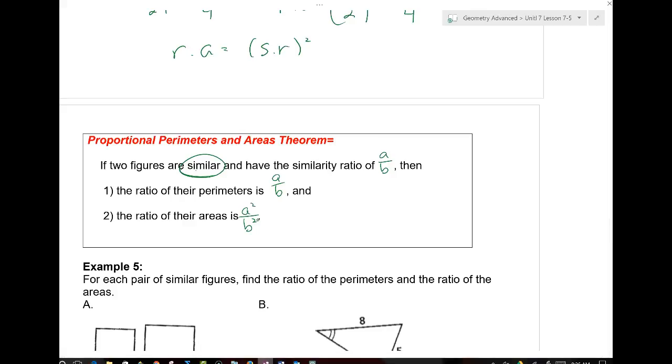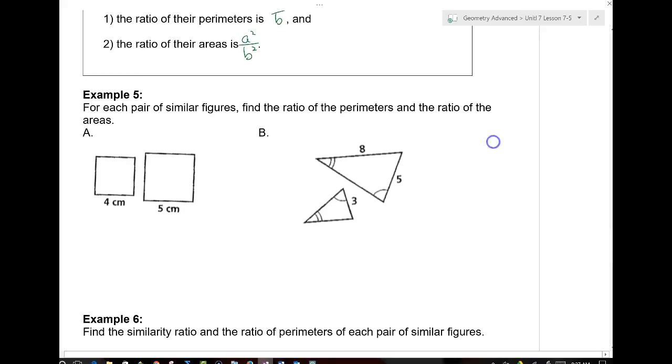So really, everything's going to be based off of the similarity ratio. Now, what if I give you the ratio of area? Can I work backwards to find the similarity ratio? Instead of squaring it, you're going to take what? Oh, sound familiar? Another reason why we did radicals before we did this? Go figure, right? So we can take it either way. So let's go through this real quick. I love this because I think this makes so much sense.